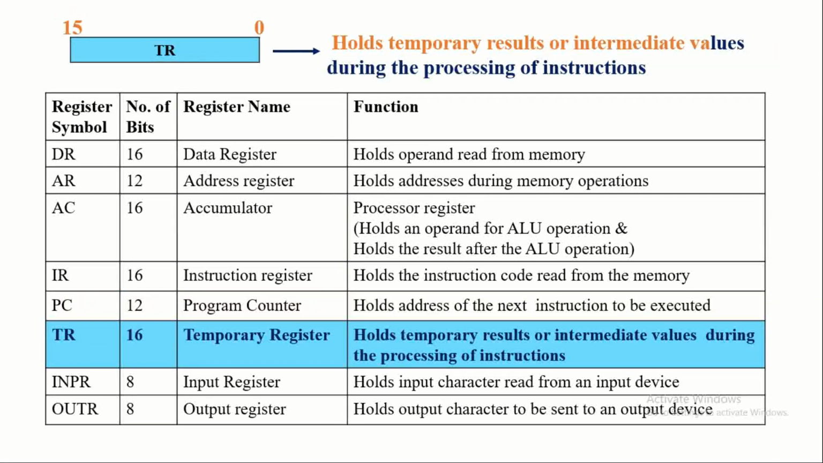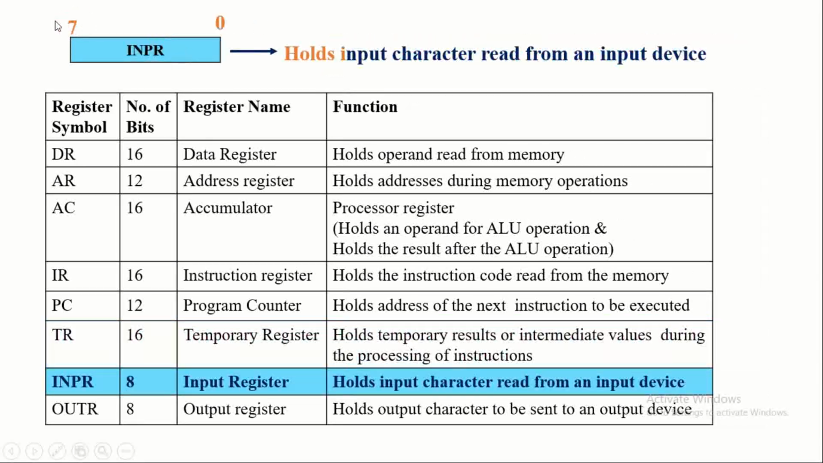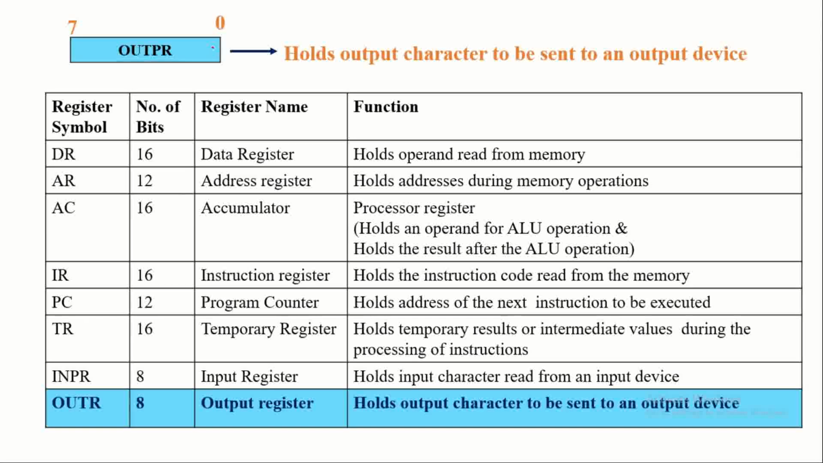Whereas the temporary register holds the temporary results or intermediate values which are generated during the processing of instructions. Its size is 16-bit. Coming to the input register, it holds the input character read from an input device and its size is 8-bit. Coming to the output register, it holds the output character to be sent to an output device. Its size is 8-bit.